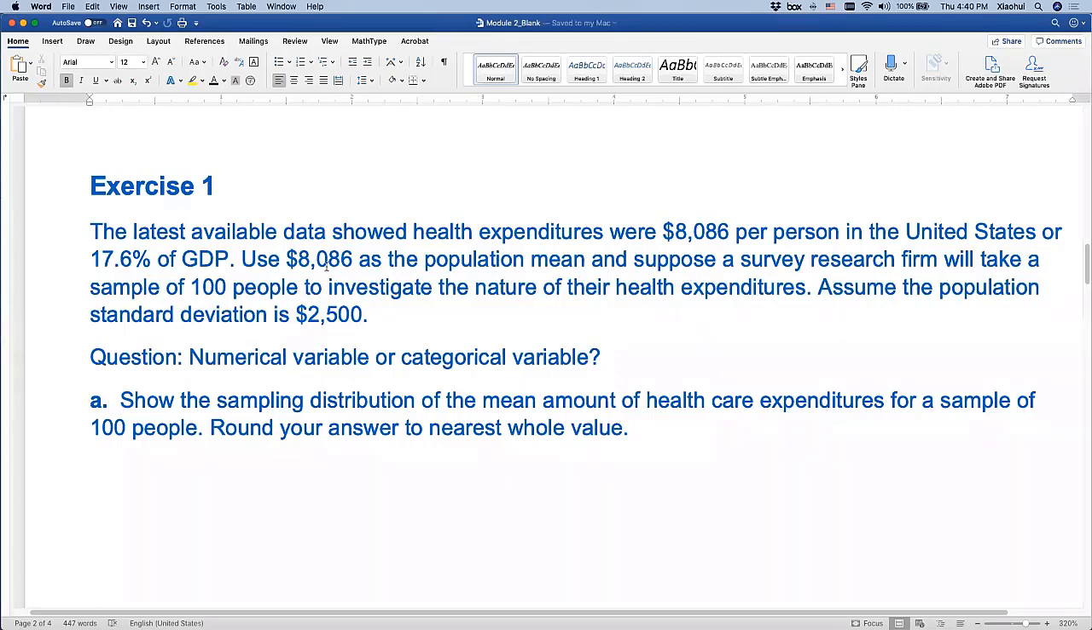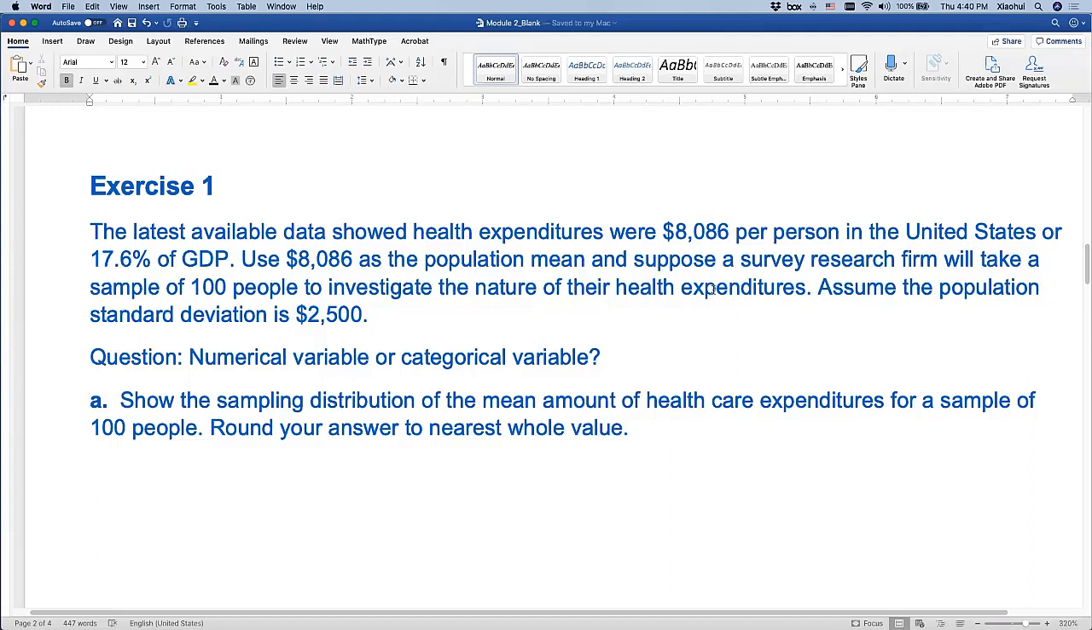Okay, so let's see. They were talking about health expenditures. That relates to how much it's going to cost. So this doesn't look like categorical data because we are not dividing people into two different groups, people who are paying a lot versus who are not paying a lot. That kind of data is categorical. But this is not. This is numerical data. We are talking exactly how much they are paying, right?